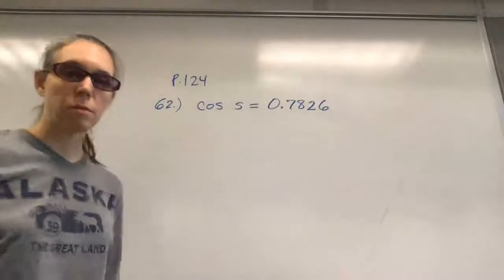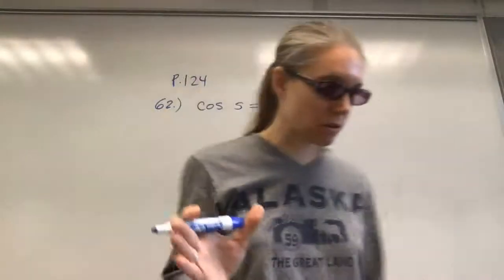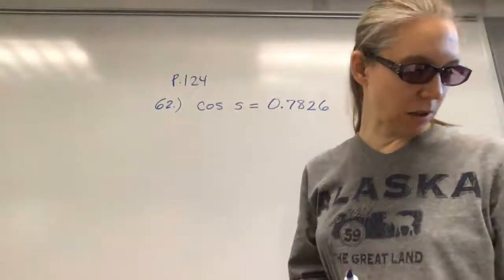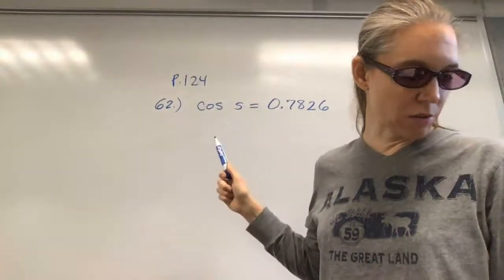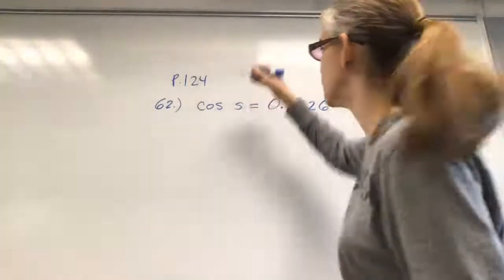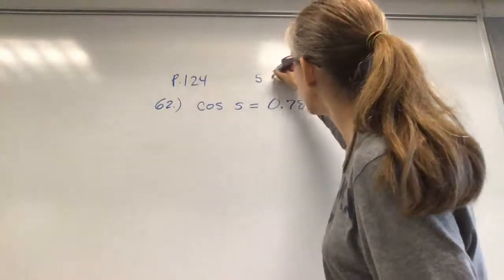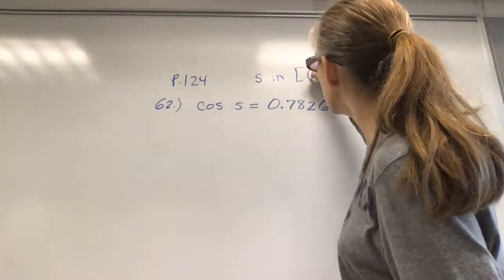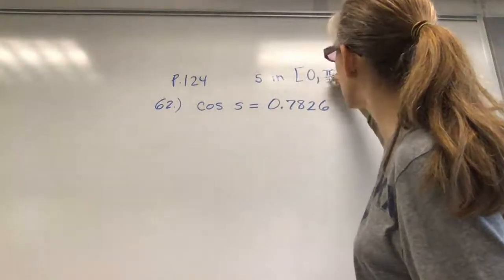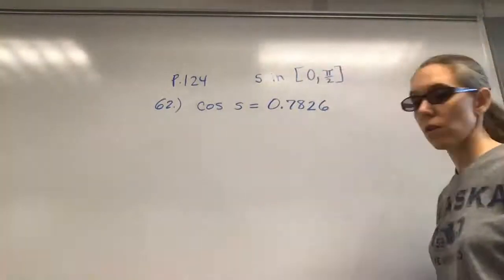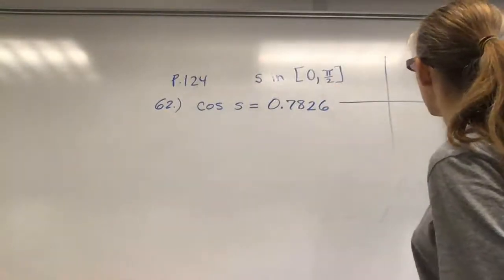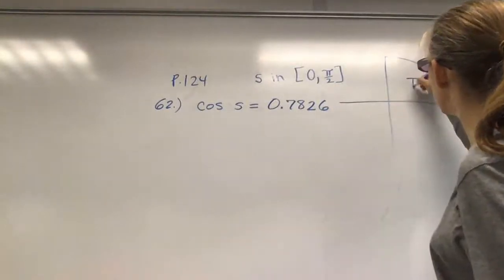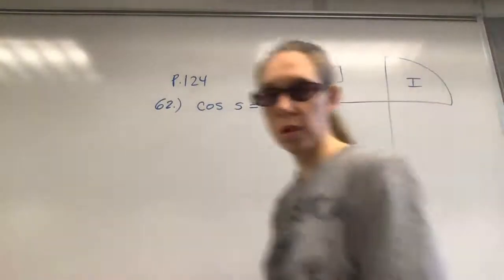To solve this problem, first and foremost, you must read the directions. The directions tell us that we are looking for S, and we are looking for it in the interval of 0 to pi halves. So S is in the interval from 0 to pi halves. Now, on the unit circle, 0 to pi halves is the same thing as saying the first quadrant.